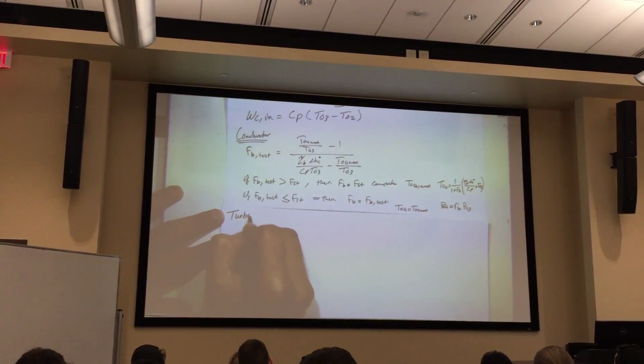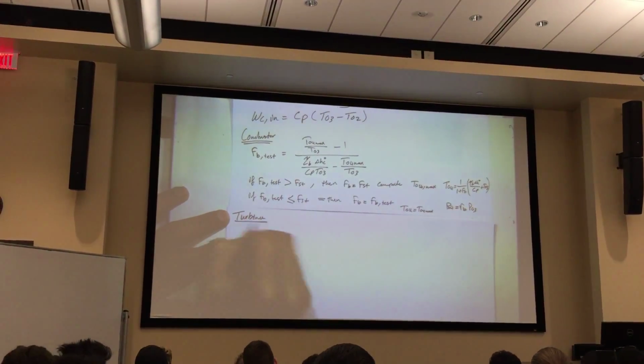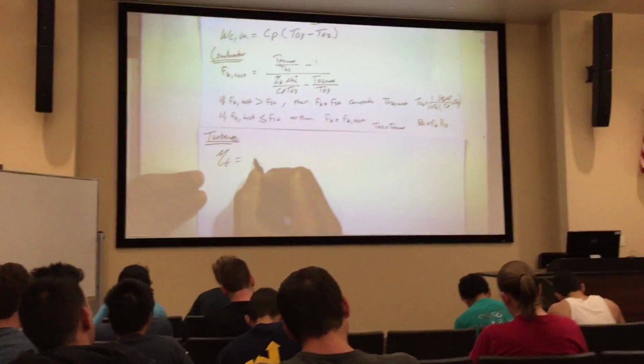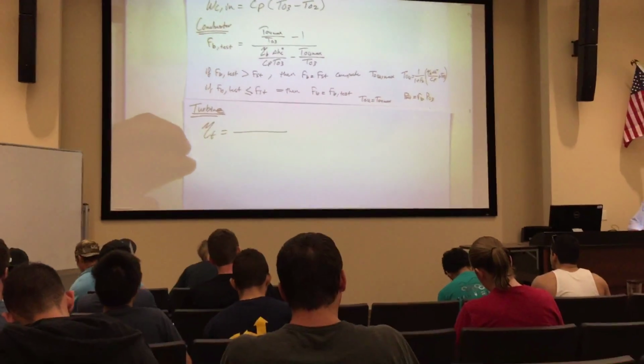So turbine. Turbine is the opposite of the compressor. I do have an efficiency through my turbine, which you read before. Where's my curve? What is my efficiency there?